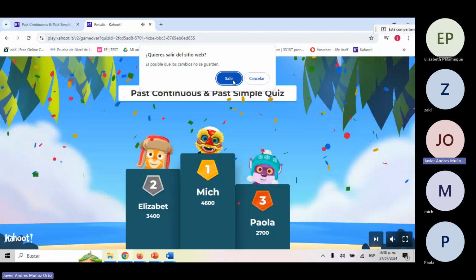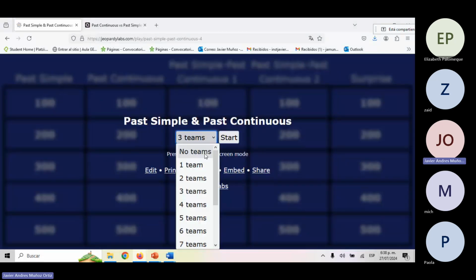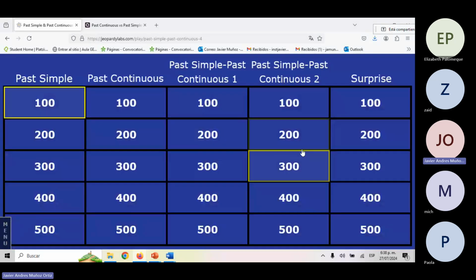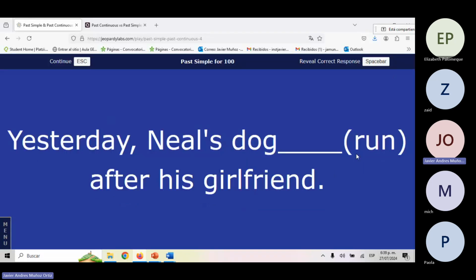Now we are going to play another game, and this is Jeopardy. To do that, we are going to open your microphones. Okay. So, what are we going to do here? Each one of you is going to answer two questions, because we have time, and we are only three. What are we going to answer? In simple past tense, past simple is the same. You are going to conjugate the verb in braces.